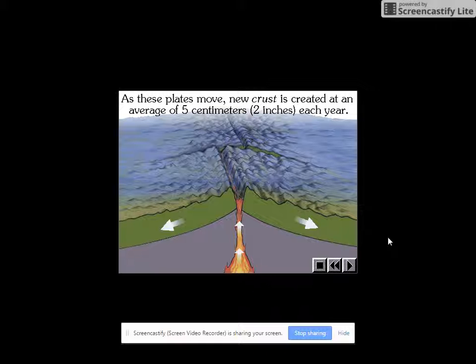And as the plates move, new crust is created at an average of about 2 inches a year. And so as this part comes out here, it gets progressively older as you get farther away from the mid-ocean ridge on that side. And it gets progressively older as you go out this way, farther away from the mid-ocean ridge. So right here's the youngest seafloor. Then it goes older to older.